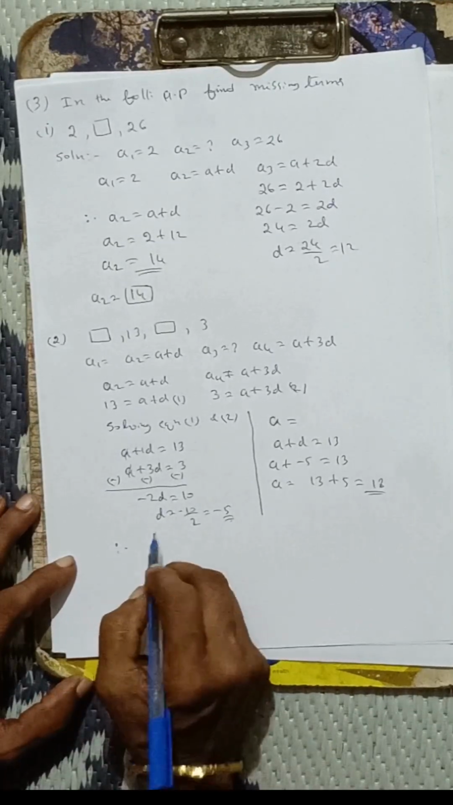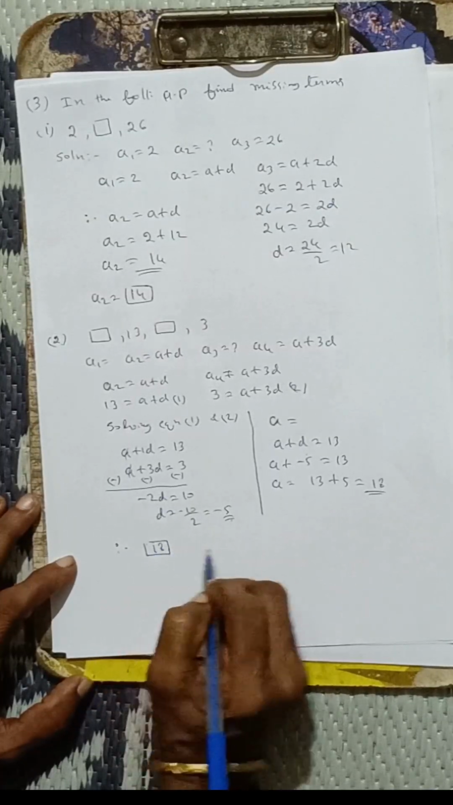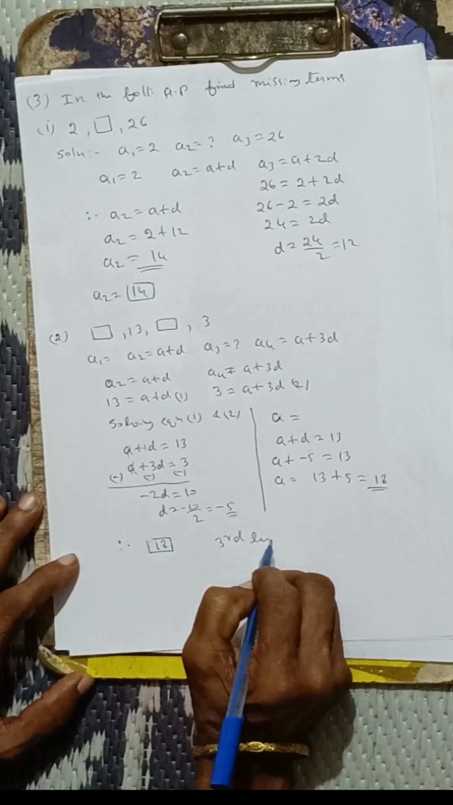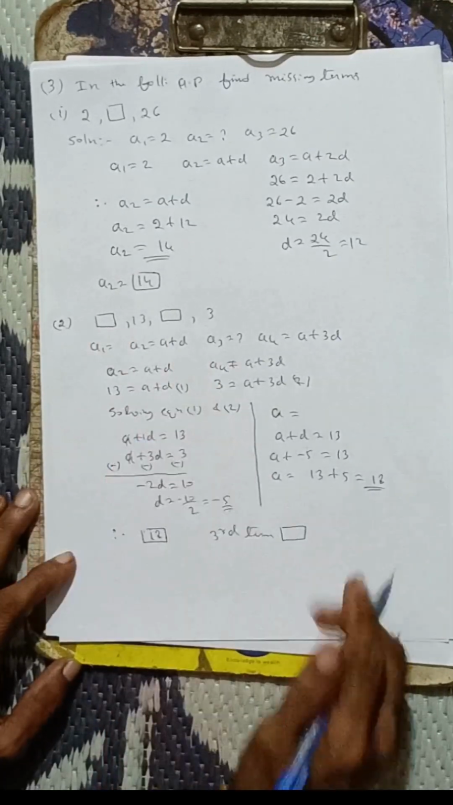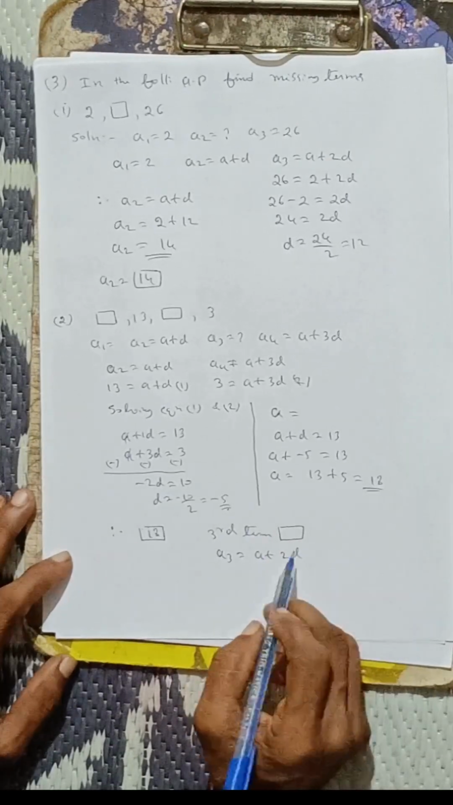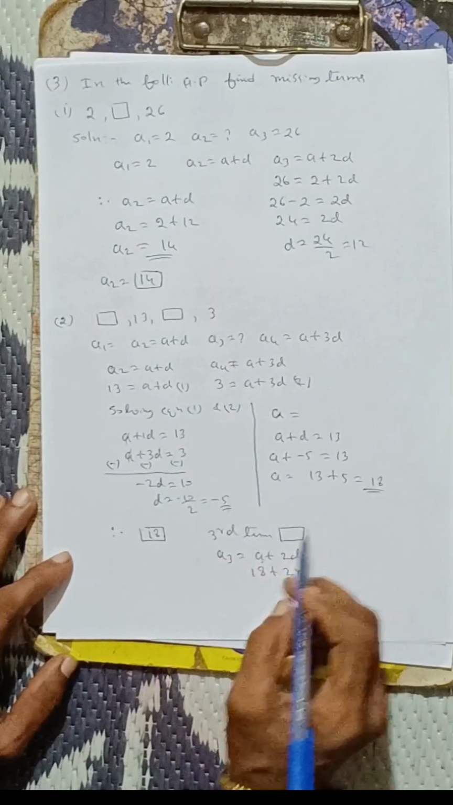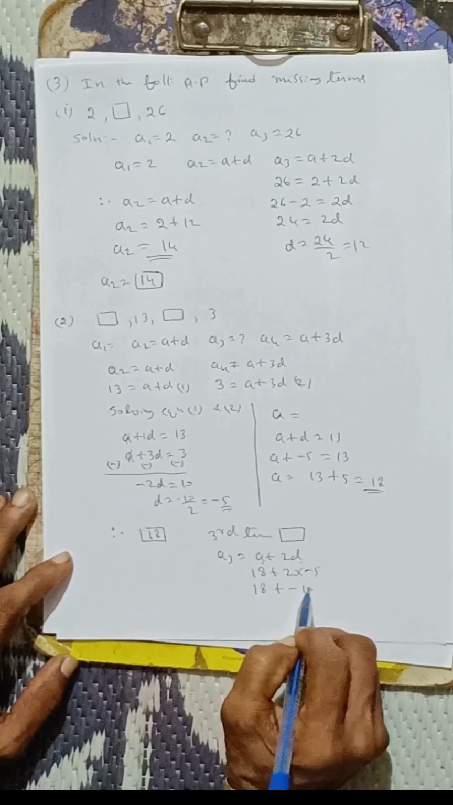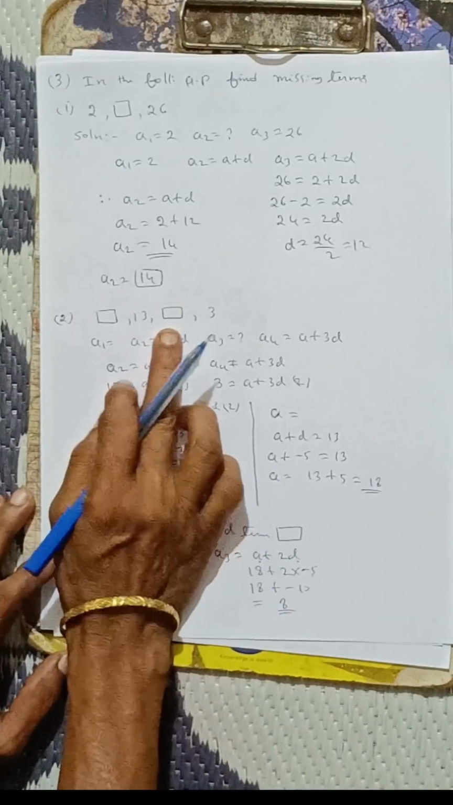Therefore, the missing terms: the first term A is 18, and the third term A3 is A plus 2D. Here substitute the two values A and D. A is 18 plus 2 into the difference minus 5. 18 plus 2 fives are 10, minus 10. 18 minus 10 is 8. Therefore, the third term is 8.